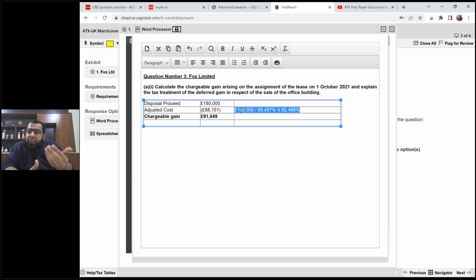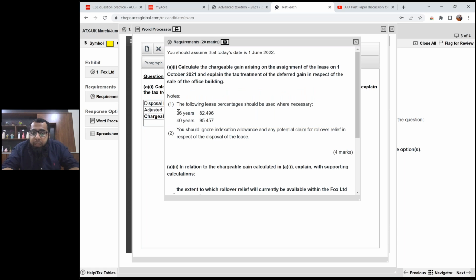In case of more than 50 years, we calculate normal CGT. The adjustment is done when the lease is of less than 50 years. When the lease is of less than 50 years, we divide by the total period and multiply by the remaining period. These percentages were given here in the requirement, the 40 years percentage and the 26 years percentage. We divide with the total period and multiply with the remaining period.